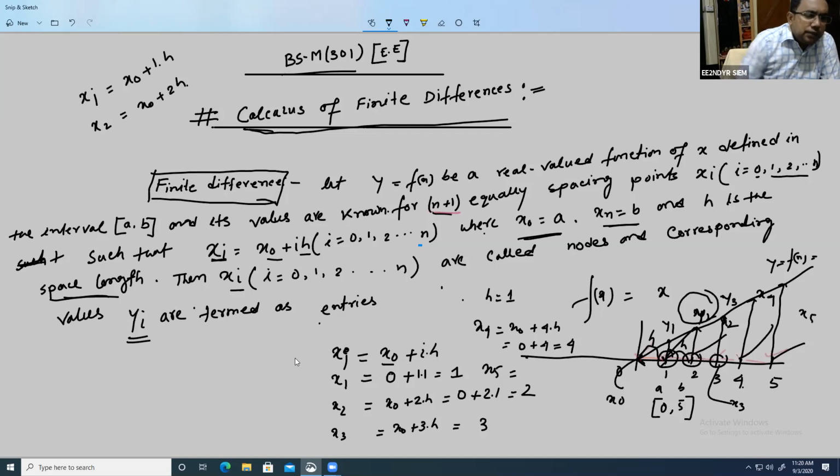So when we discuss the calculus of finite differences, there are two types of finite difference. One is the forward difference and another is the backward difference. So in this class, first of all, we will discuss the forward difference.